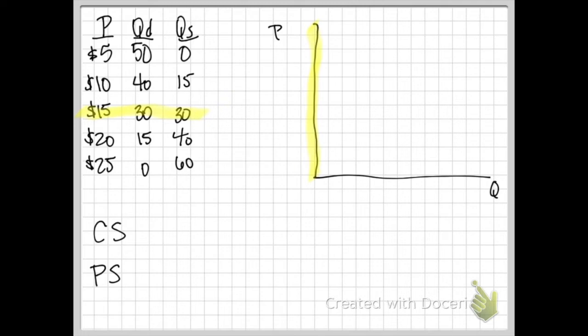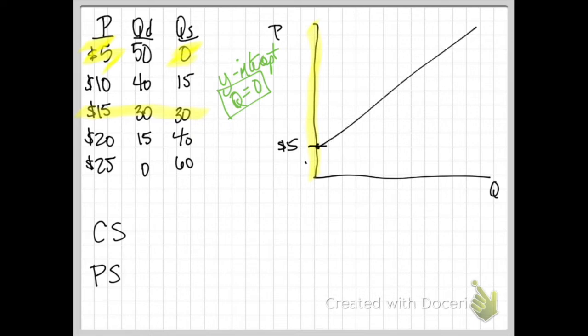In this case, the y-intercept is going to be wherever quantity is 0. So we're looking for where quantity is 0. For quantity supplied, it is 0 at a price of 5. Wonderful. That tells me that the price of $5 is the starting point of my upward sloping supply curve. Again, the other points on this curve are irrelevant.